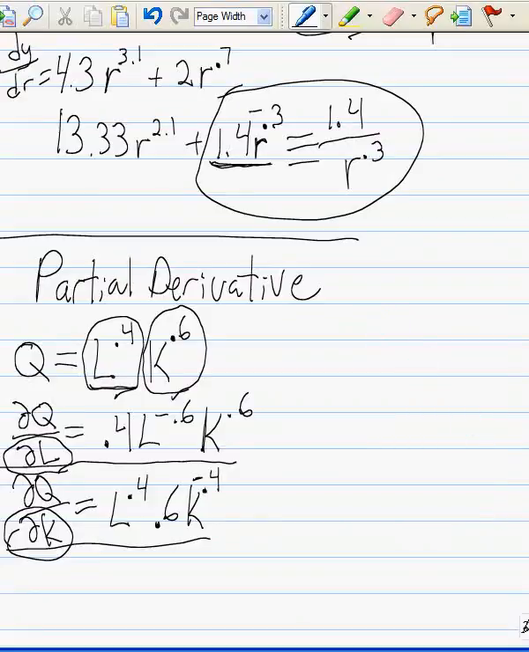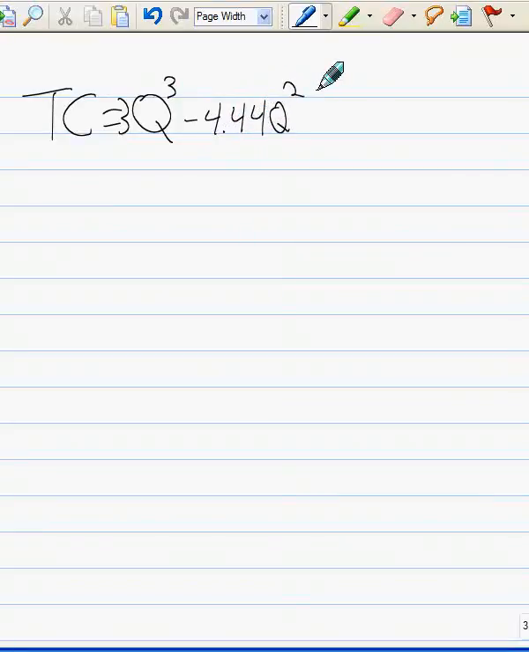Now, one more idea. Let me show you one more practical example about how we use derivatives a lot in microeconomics. Suppose we had a function like the following. What we're talking about here is a total cost function. So total cost equals a function of quantity. So maybe it is 3 times Q cubed minus 4.44 Q squared, and then maybe plus 5Q plus 1, for example.